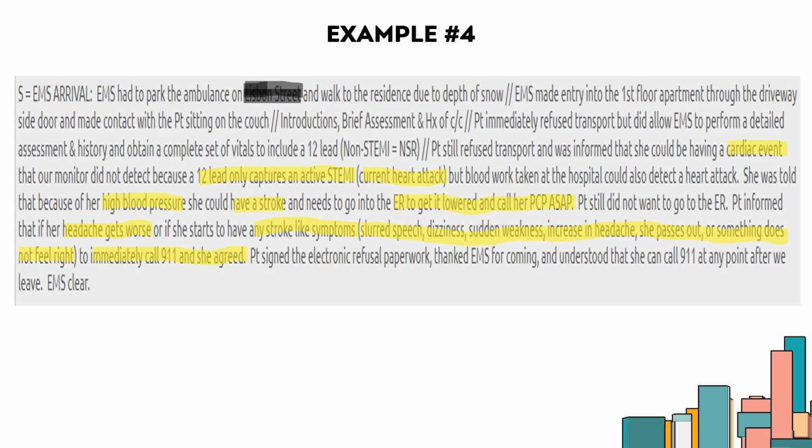The patient still did not want to go to the ER. Patient informed that if her headache gets worse or if she starts to have any stroke-like symptoms, to include slurred speech, dizziness, sudden weakness, increase in headache, she passes out, or something doesn't feel right, to immediately call 911, and she agreed. Patient signed the electronic refusal paperwork and understood that she could call 911 at any point after EMS cleared the scene. Excellent example of not only listing out what the risks were, but went into detail with things like any stroke-like symptoms and made it very clear to the patient what she needs to look for.